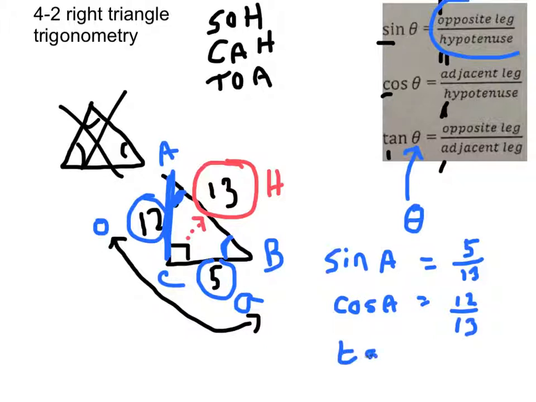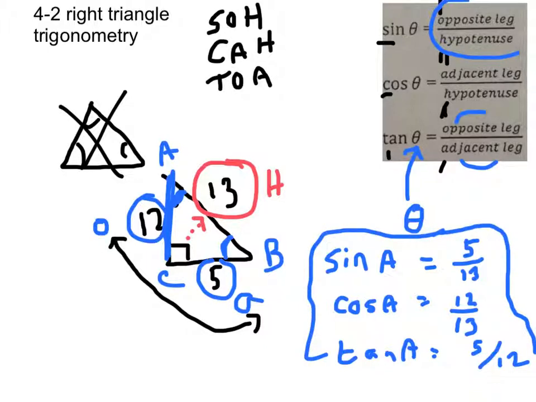And tangent of angle A is going to be the opposite over the adjacent. So the opposite is 5, the adjacent is 12. These three trig ratios will always be the same value for a given angle. If this angle was 30 degrees, you would always get 1/2 here. I just know that because I know a lot about trigonometry, but you wouldn't be expected to know that right now. You'd probably just plug that into your calculator. So now let's do a couple.